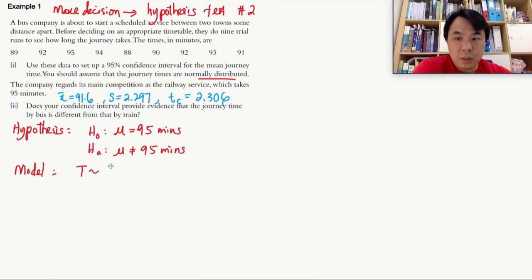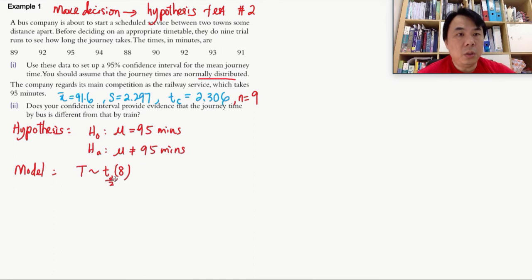So I just use my own notation here. It is not a requirement in the exam to write this. So it's a t distribution with a degree of freedom. We have calculated the degree of freedom, knowing that the sample size is 9, so the degree of freedom is equal to 8 here. And then this is a two-tailed test, so that will be alpha divided by 2 here, right? So I hope that is clear.